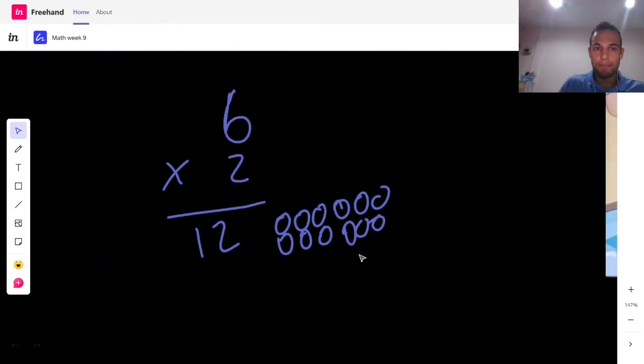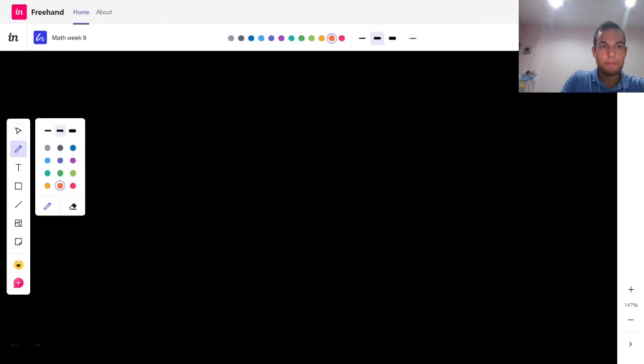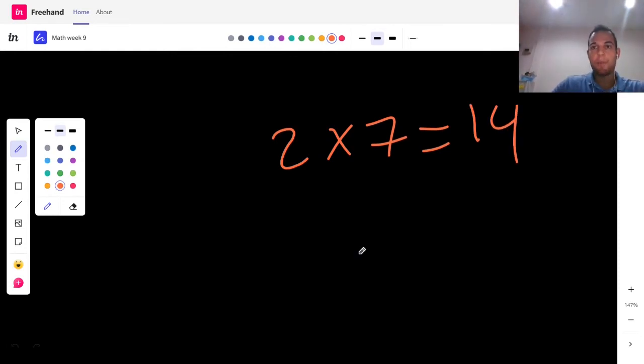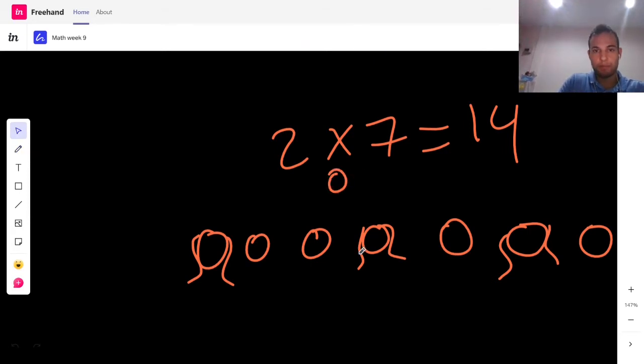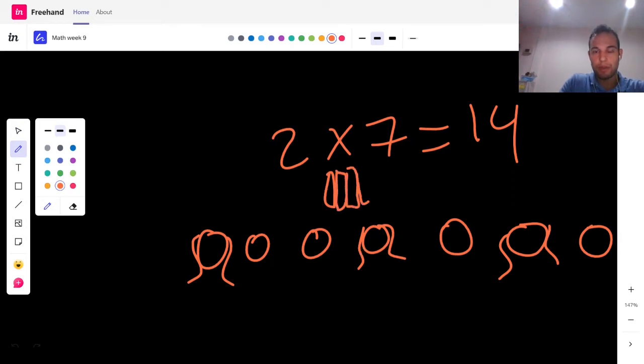So let's first multiply. Okay, so 2 times 7 equals 14. But we have how many students? Let's say we have 7 students. Okay, so this is student number 1, student number 2, student number 3, student number 4, student number 5, and student number 6, and student number 7. All right, so if we want to give 14, oops, we're drawing books now, so we'll make them squares. 1, 2, 3, 4, 5, 6, 7, 8, 9, 10, 11, 12, 13, 14.